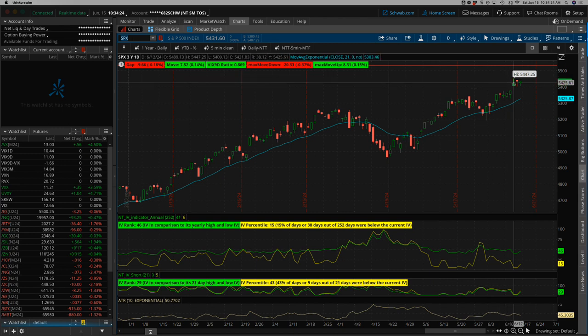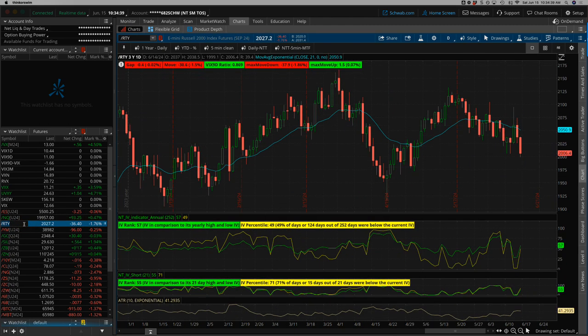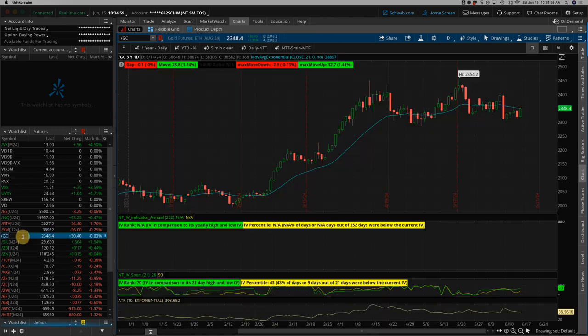SPX hit a new all-time high on Wednesday, closed just below that. NDX, a little bit stronger, closed on its all-time highs on Friday, up over 19,664. Russell, weak, hit that high on FOMC day and then contracted below Monday and Tuesday's lows. And the Dow a little bit weaker as well, had a little bit of pop on Wednesday before giving it all back plus some on Thursday and Friday.